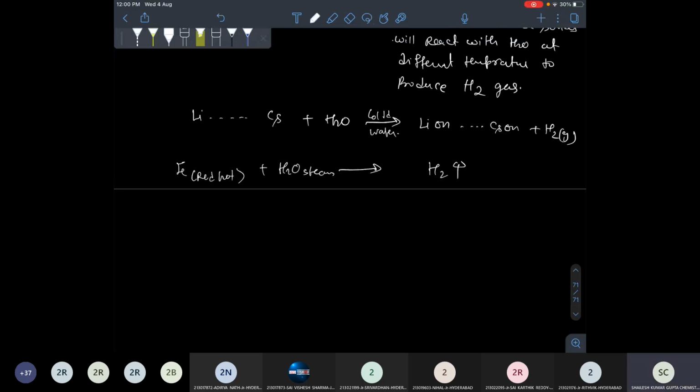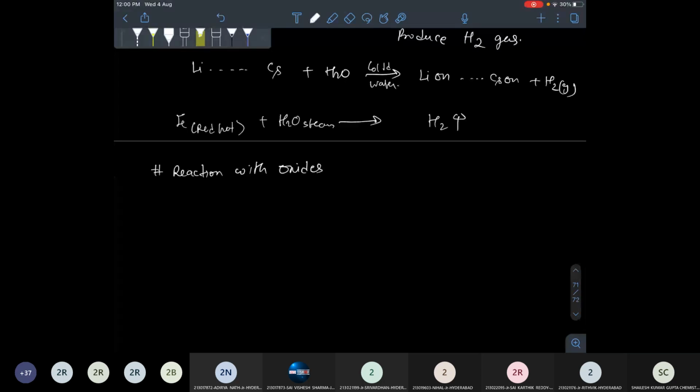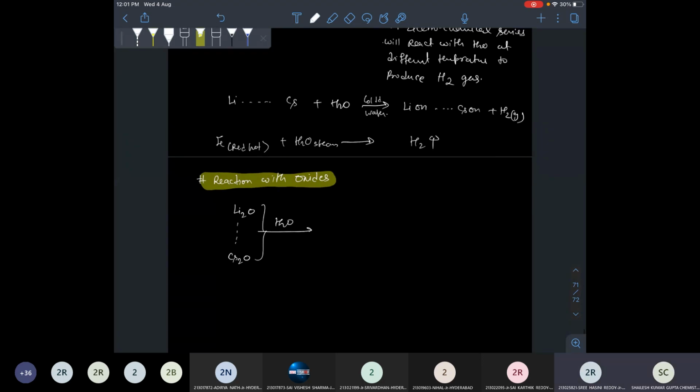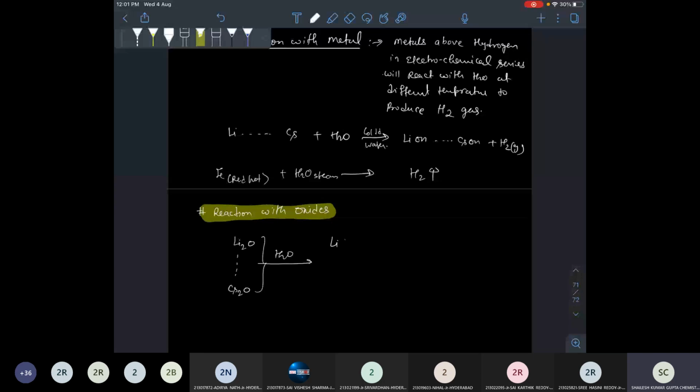Reaction with metal oxide. So what can we expect? If I should classify, I can classify the metal oxides. Sir, can you show the previous page? So it will simply form LiOH and cesium hydroxide. Aqueous, when I'm saying aqueous, please understand the cesium ion is surrounded with water, plus the OH ion is surrounded with water. A layer of water is there.